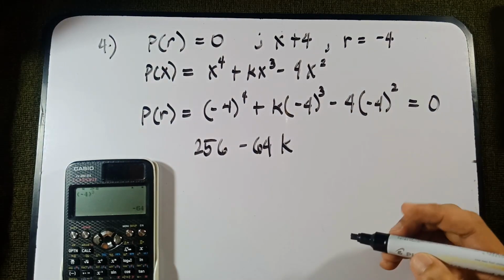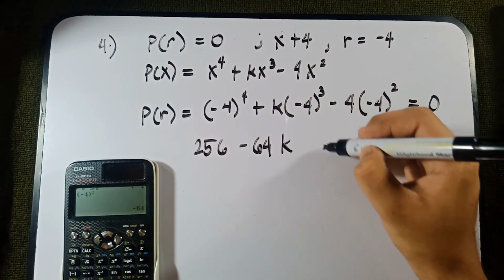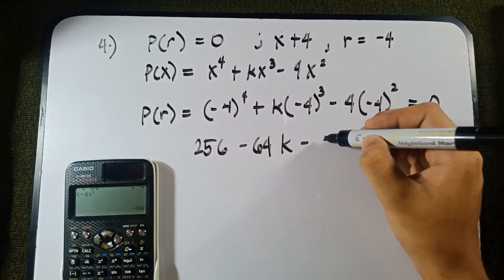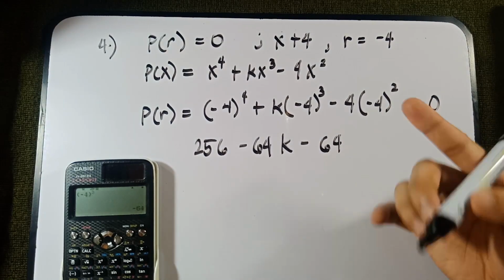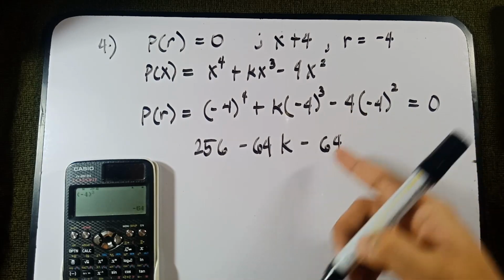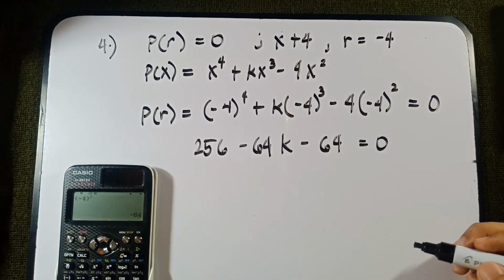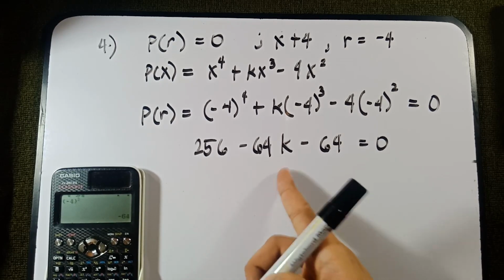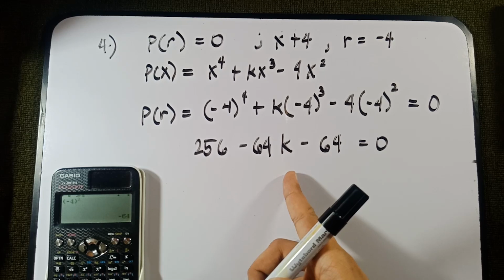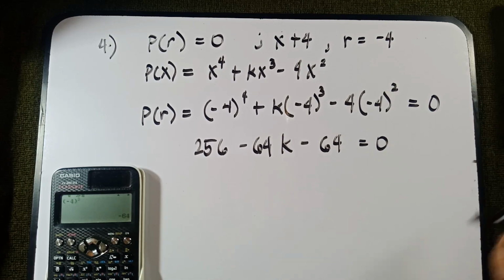Negative 4 squared, that is 16, ano? Multiply by negative 4, that is negative 64. Tama, di ba? Negative 4 squared is positive 16. Multiply by negative 4, that is negative 64. Equals 0. So, again, this is an equation now. We can now solve for k by combining like terms. Lipat ko lang yung constant dun sa kabila.